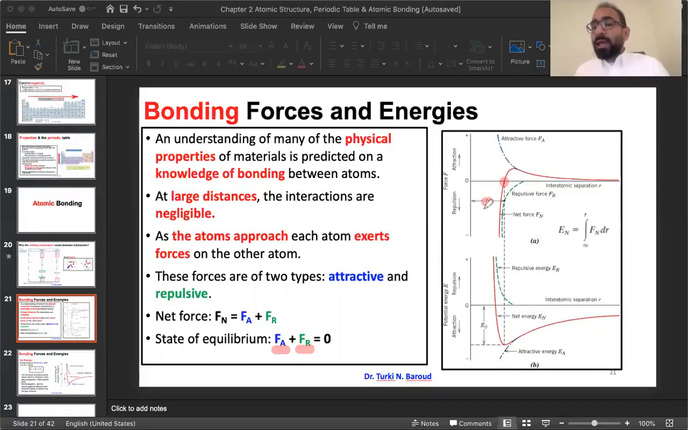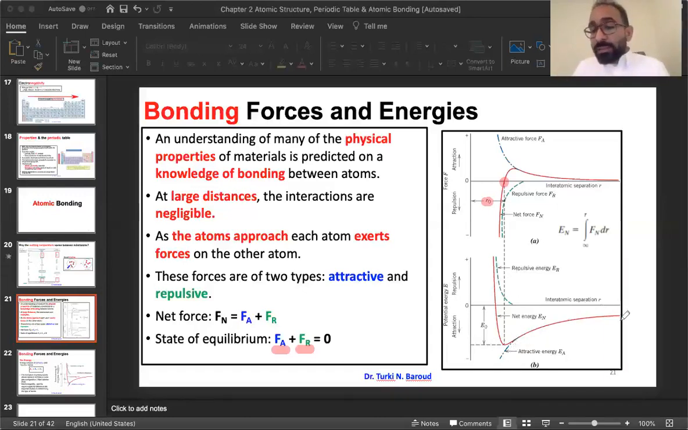Now, most of the time it is convenient to deal with energy rather than forces. The way that we can do that is by taking the integration of the forces, and we can have this plot over here. When you take the integration, the repulsive energy will come out positive, and the attraction will come out negative. We need the net energy for these two kinds of energies.